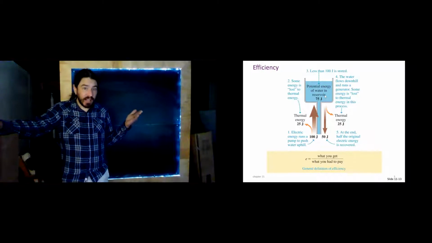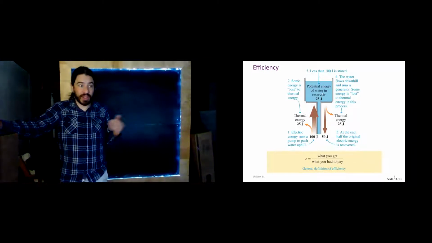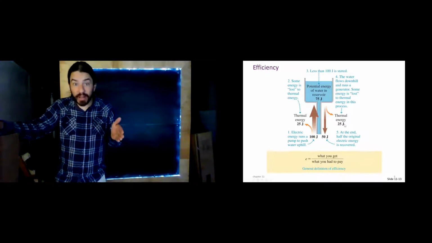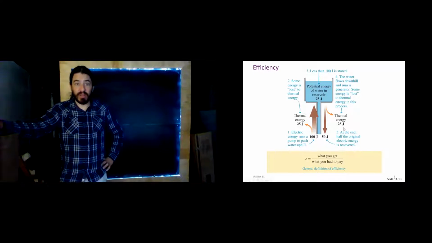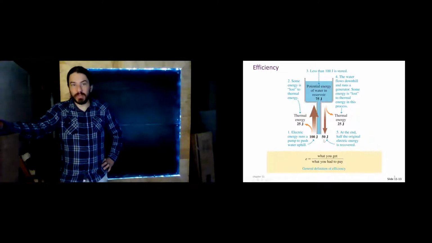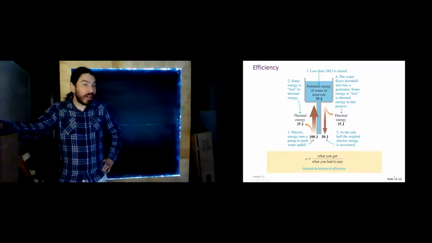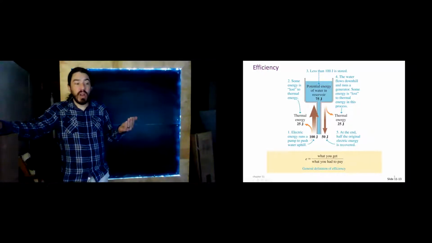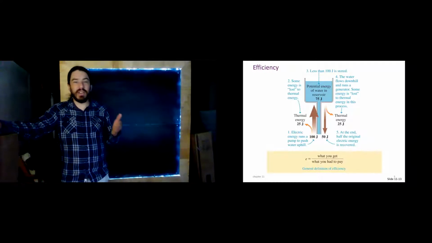In order to sell it as electricity, I have to run it back through a generator. So now I've got to send it back downhill and through the generator. And guess what? That generator gets warm as well. So that generator also produces 25 joules of thermal energy. So what did I get out? I got out 50 joules, but it took me 100 joules in order to get that 50 joules back out. And so this is the idea of efficiency.